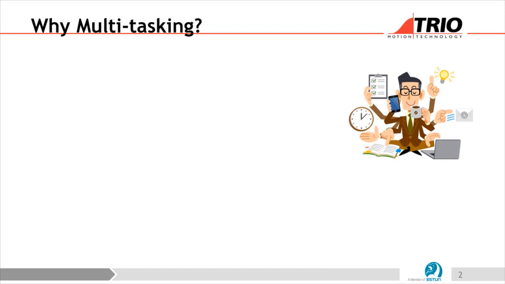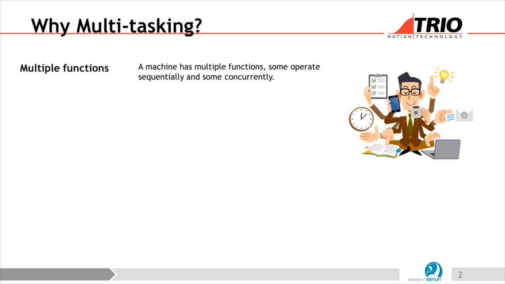So why do we want to do that? Well, we can have multiple functions on a machine. Typically a machine does have lots of different functions on it, so it makes sense to split it up into different sort of program functions as well. Some of those functions will have to run one after the other. Some of them might be running concurrently, where they're running in parallel, so that allows us to do that.